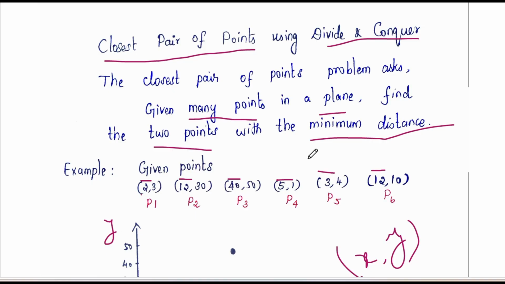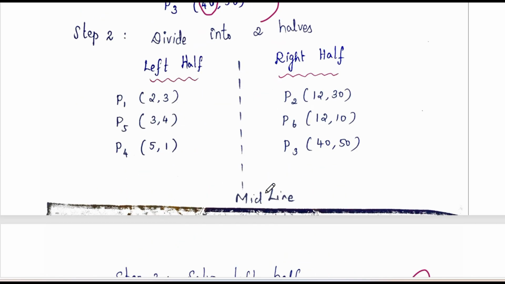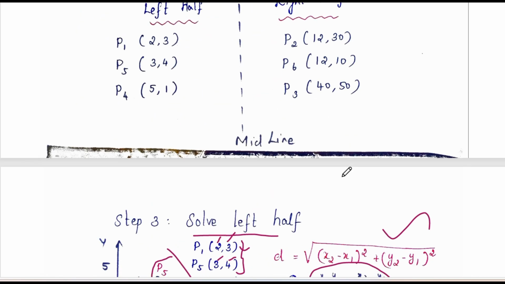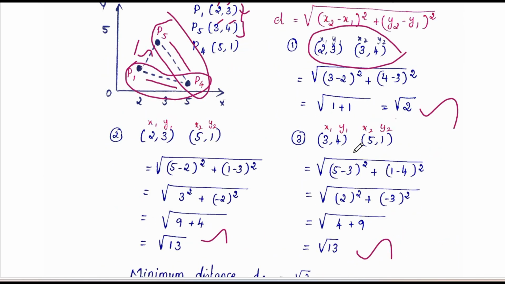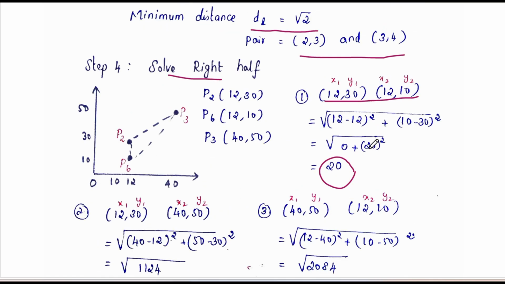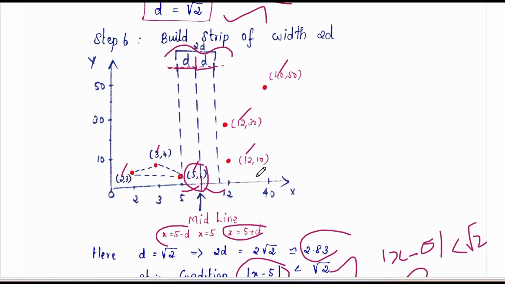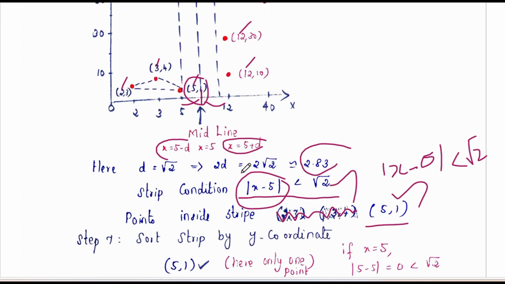Sort all points based on the x coordinate value and divide them into two parts, left and right. Find the minimum distance for the left and right parts using the formula root of (x2 minus x1) whole square plus (y2 minus y1) whole square, and take d as the minimum of dl and dr. From both sides, whichever is minimum, we take that value as the final d. Then we build the stripe with width 2d and find the stripe condition.